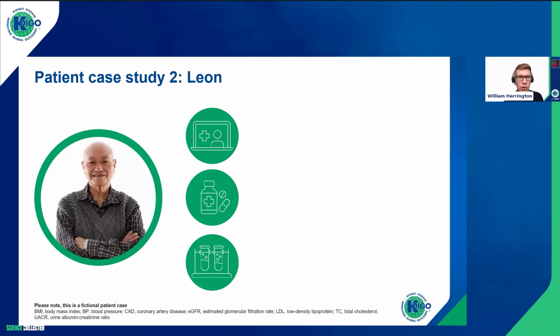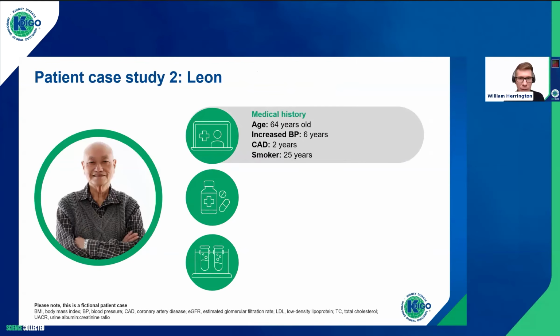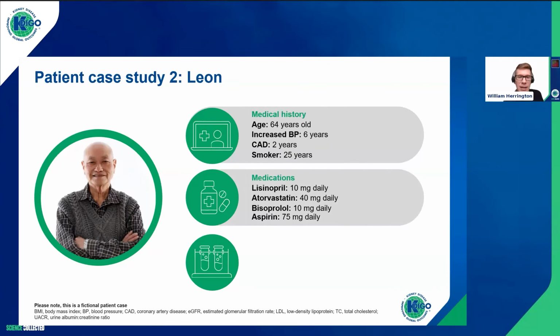Let's move on to case number 2. This is Leon. So Leon is another patient without diabetes. He's 64. And since about the age of 30, he's been a smoker and continues to smoke. He has also got coronary artery disease and raised blood pressure. Slightly younger than Hilda, though. And he is on lisinopril, actually at 10 milligram dose.